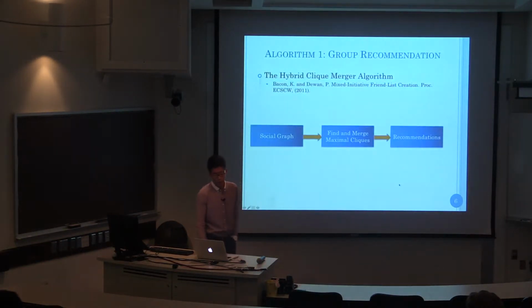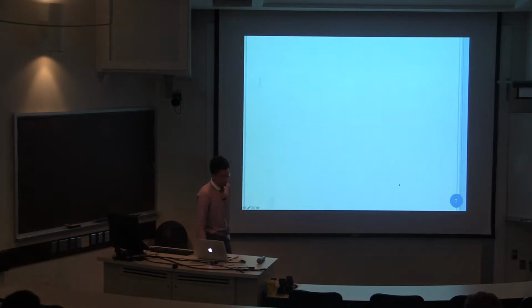The first algorithm is the group recommendation. I use the hybrid clique merger algorithm. This algorithm was developed by Professor Dewan and Kelly Bacon. The algorithm analyzes the user's social graph and tries to find the maximal cliques to derive the recommendation results. So here is the detail of the algorithm.